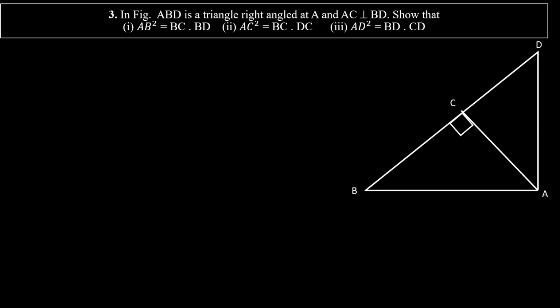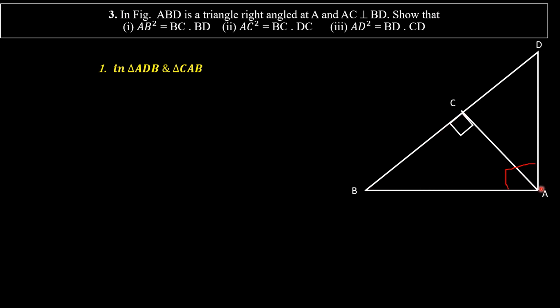Question number 3. Here we are given ABD right triangle, which is right angle at this A, and AC is perpendicular to this hypotenuse BD. We need to show certain things one by one. So first of all, let's take this triangle ADB and CAB, these two triangles.